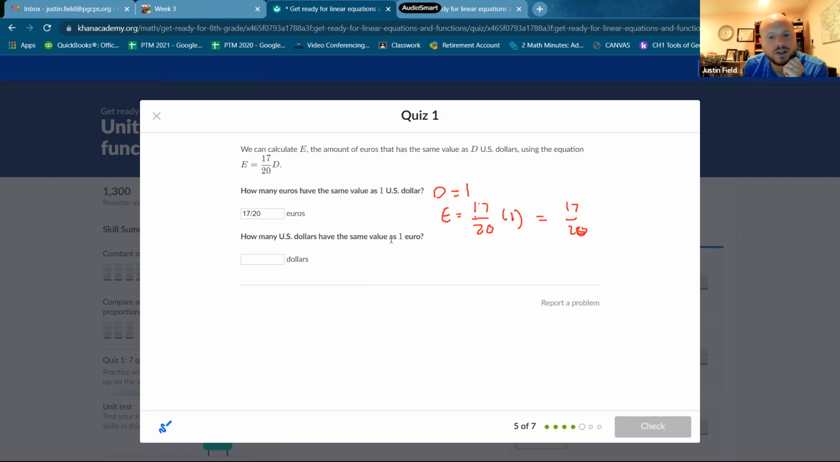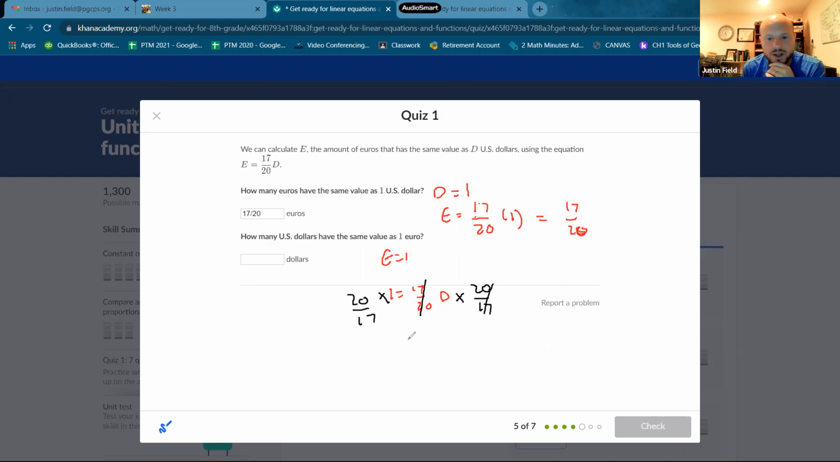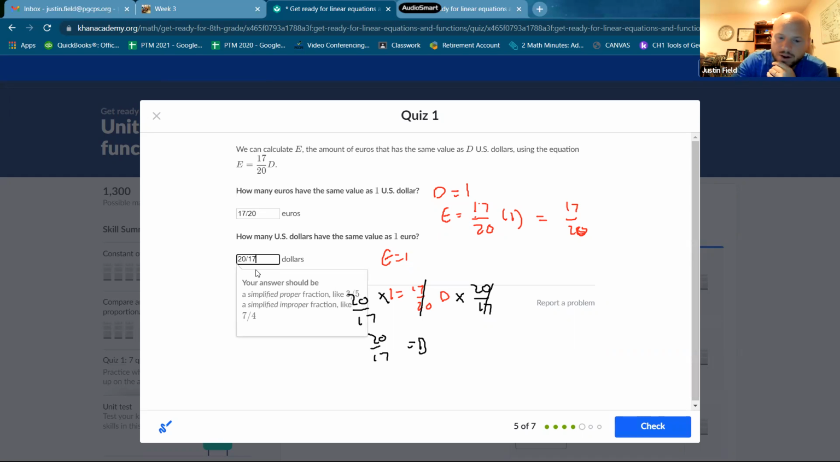And how many US dollars would have the same value as 1 euro? So that means that E equals 1. So 1 equals 17/20 D. And whenever we want to solve for a variable that is being multiplied by a fraction, the easiest way is to multiply both sides by that fraction's reciprocal, which would be 20 over 17. And that reduces it to 1. You just have to do that on the other side. So then we end up with D equals 20 over 17. And so let's put that in there.